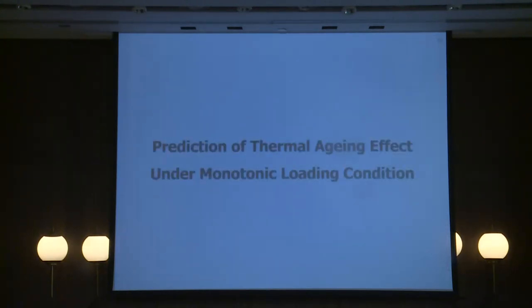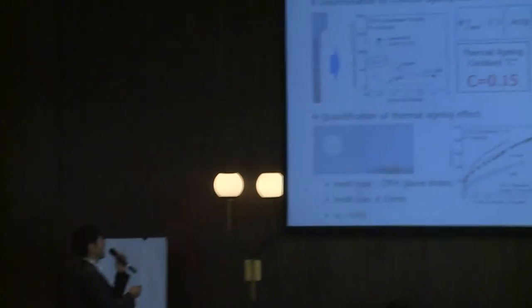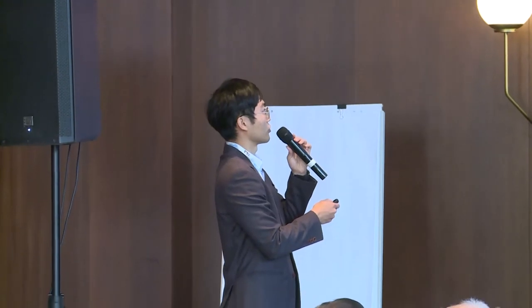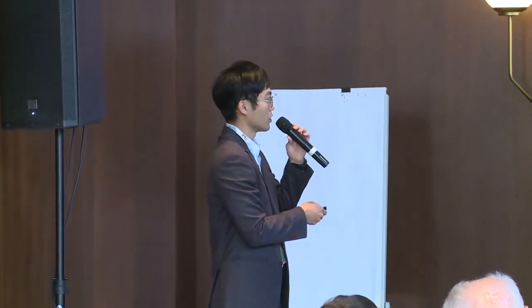So after determining the parameters, we predict the thermal aging effect under the monotonic loading condition. As I mentioned, I applied the thermal aging constant C concept. It is that the multiaxial fracture strain energy of aged CF8A can be expressed by C times the multiaxial fracture strain energy of the unaged CF8A. And the first thing I have to do is the tensile test simulation of aged CF8A. Then we can calculate the average stress triaxiality until fracture, and then we draw this point and calculate the C value. Then from this equation, we can predict the fracture toughness of aged CF8A.